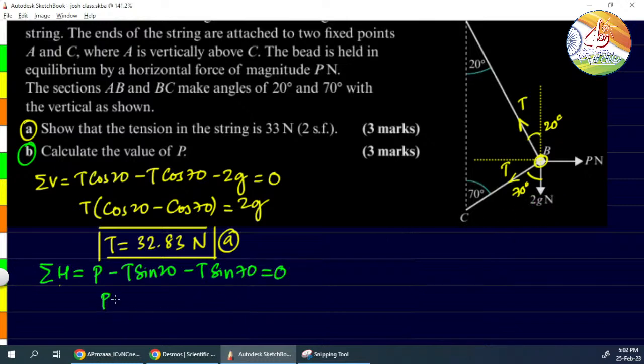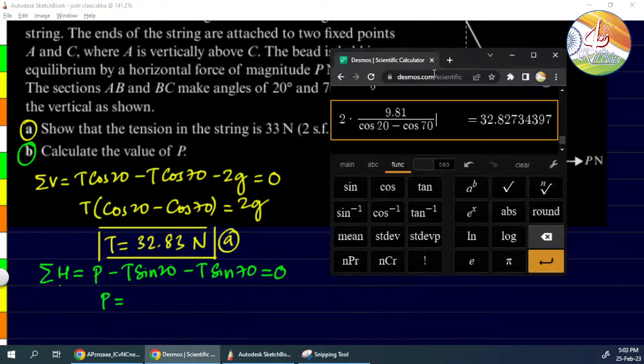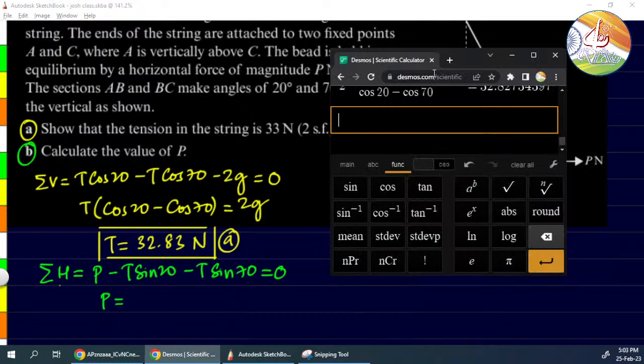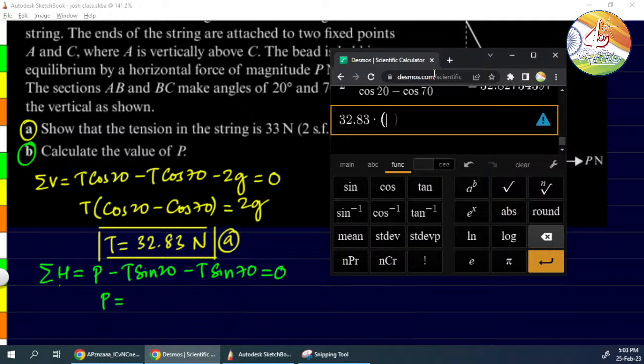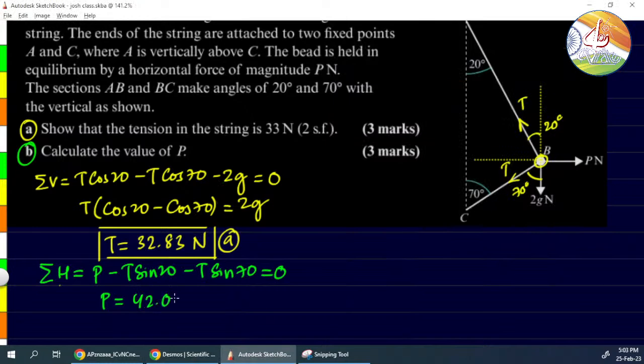So now we can find the value of P. Send both the T's to the other side. Both will become positive. So 32.83 can be taken common into (sin 20 plus sin 70), correct? That is 42.08 newtons. So this gave us the value of P.